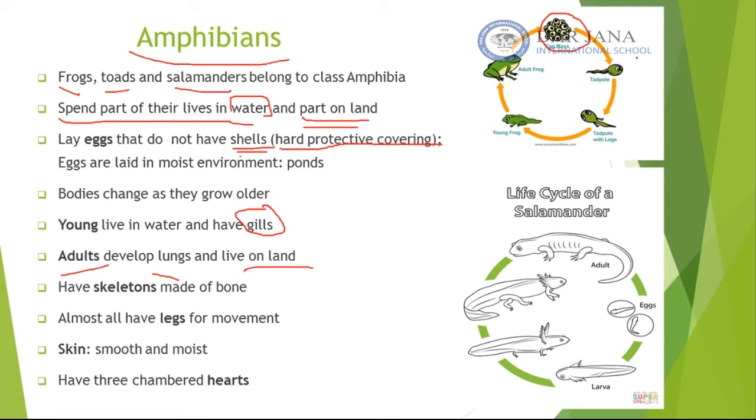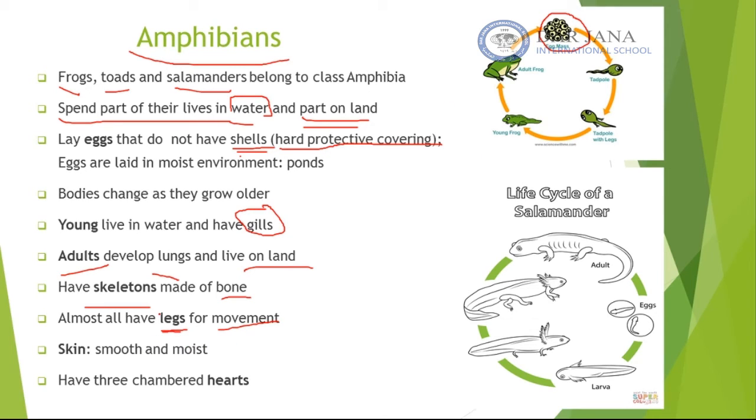If you look at the life cycle of a frog, we can see it changes from an egg to a tadpole, then to a young frog, then to an adult frog. Those are the changes the frog goes through. Here is also the life cycle of a salamander, also showing that there's a change in the shape as it grows. Amphibians have a skeleton that is made up of bone. Almost all have legs for movement.